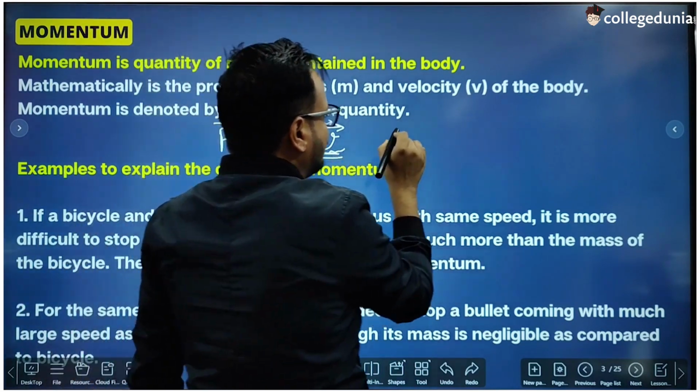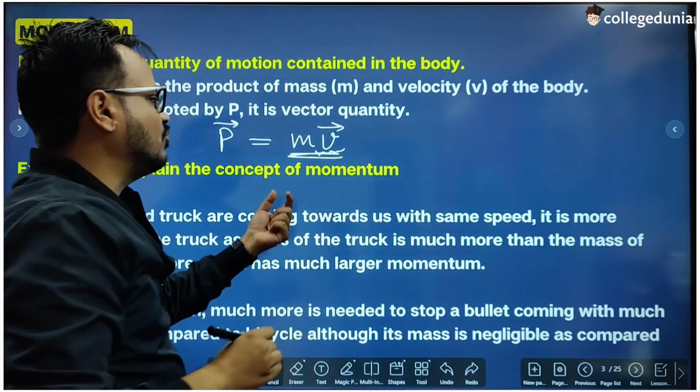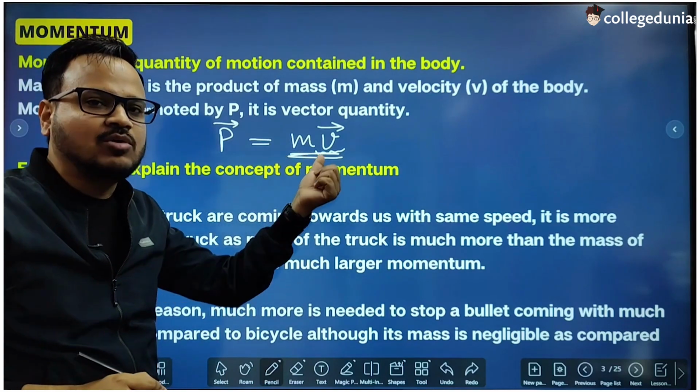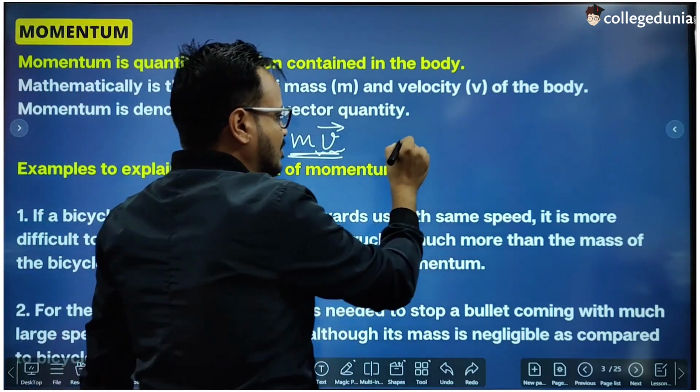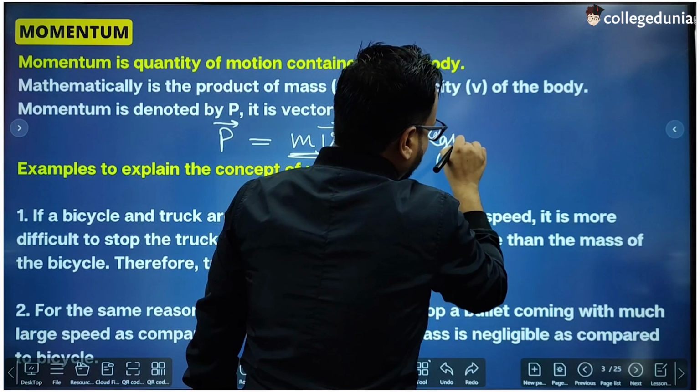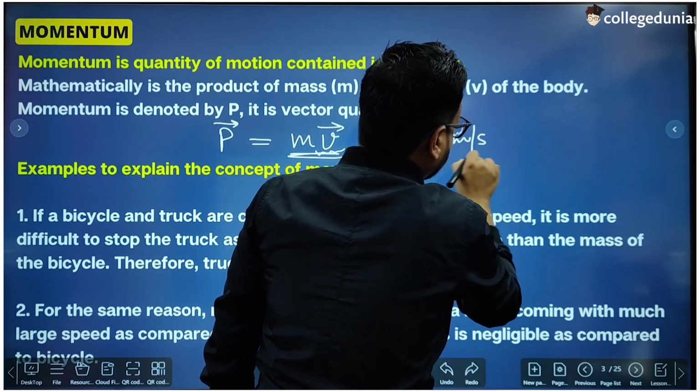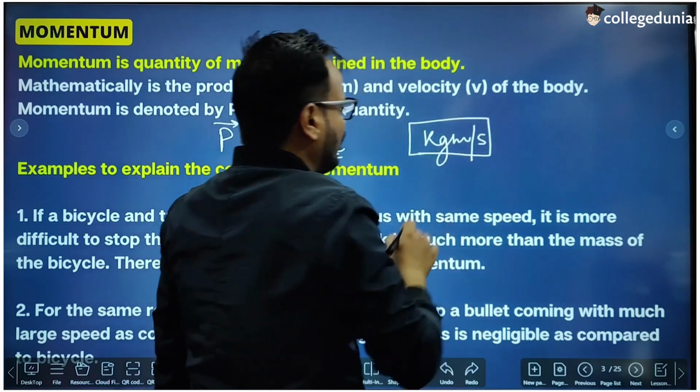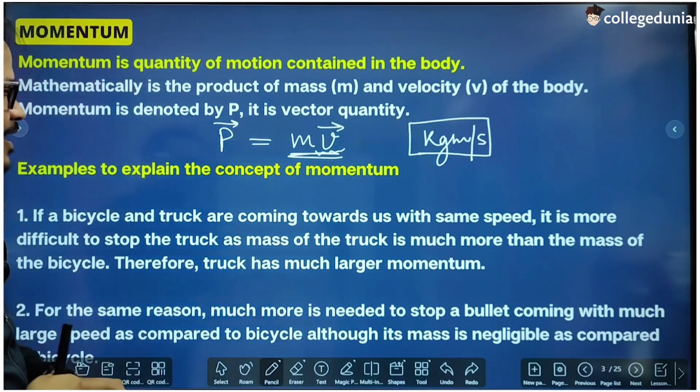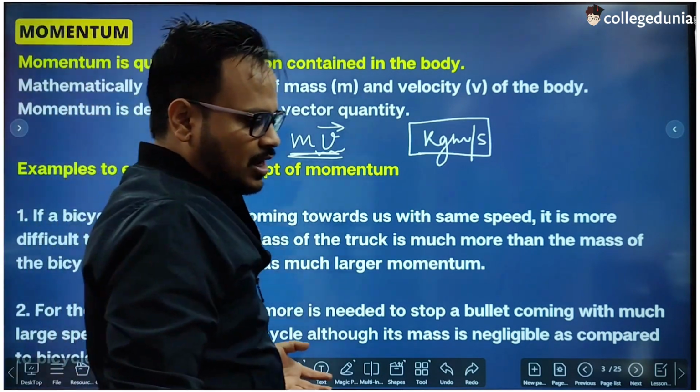What will be the SI unit of momentum? What is the SI unit of mass? It is kg. And what is the SI unit of velocity? It is meter per second. So this will be kg meter per second, which is the SI unit of momentum, right? Okay. Why have we introduced the concept of momentum?